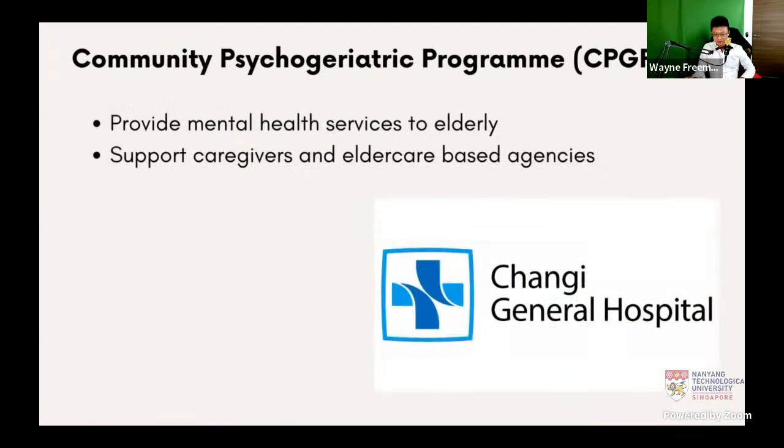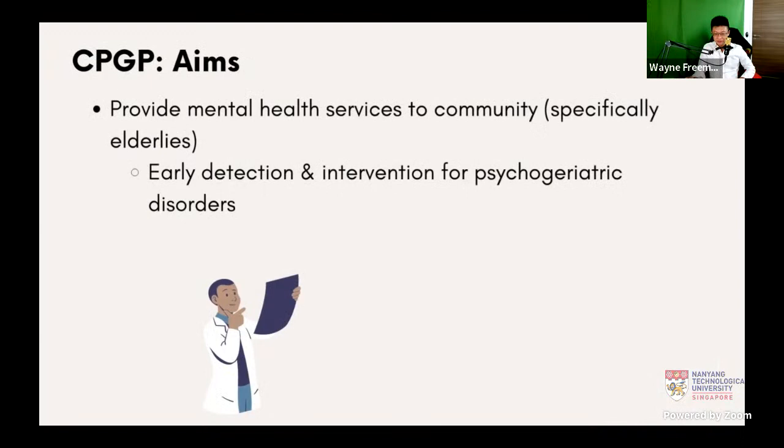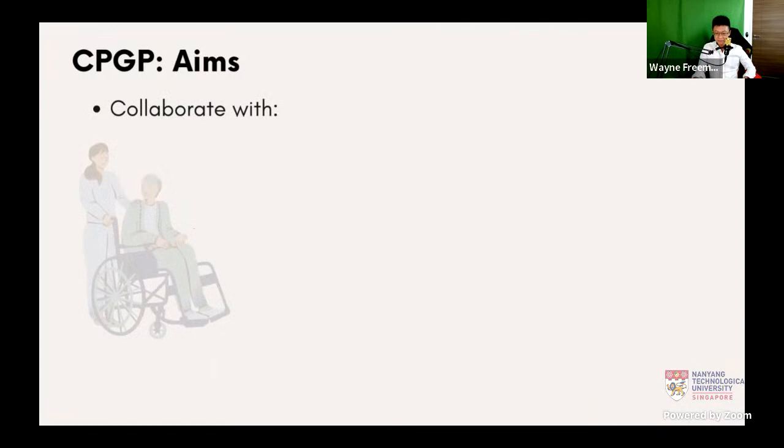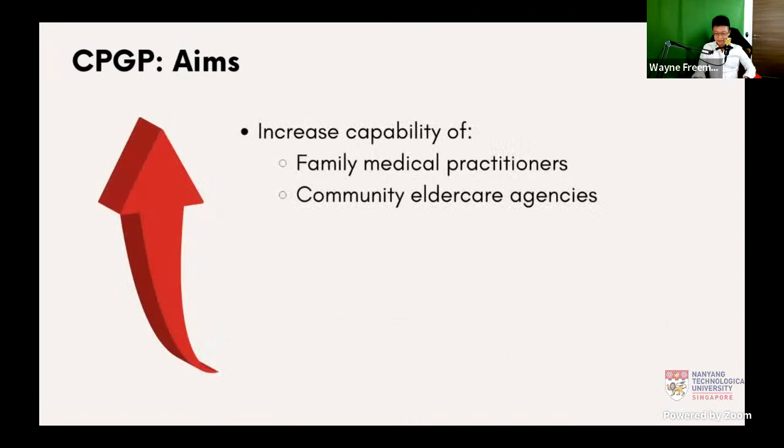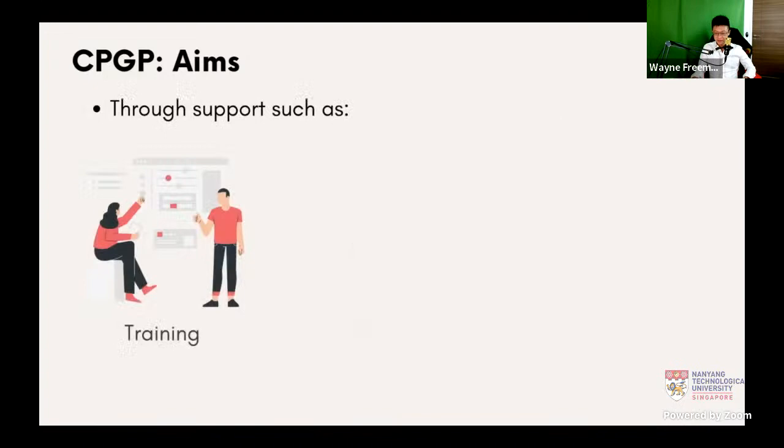The Community Psychogeriatric Program, also known as CPGP, was set up in 2007 to provide mental health services to elderly who might face potential psychogeriatric disorders. The CPGP has several aims. One, provide mental health services that help in early detection and treatment for psychogeriatric disorders. Two, work with caregivers, healthcare and social agencies to meet the psychosocial needs of the elderly. Three, increase the medical capabilities of family practitioners and community elder care agencies through training, consultation, and support.